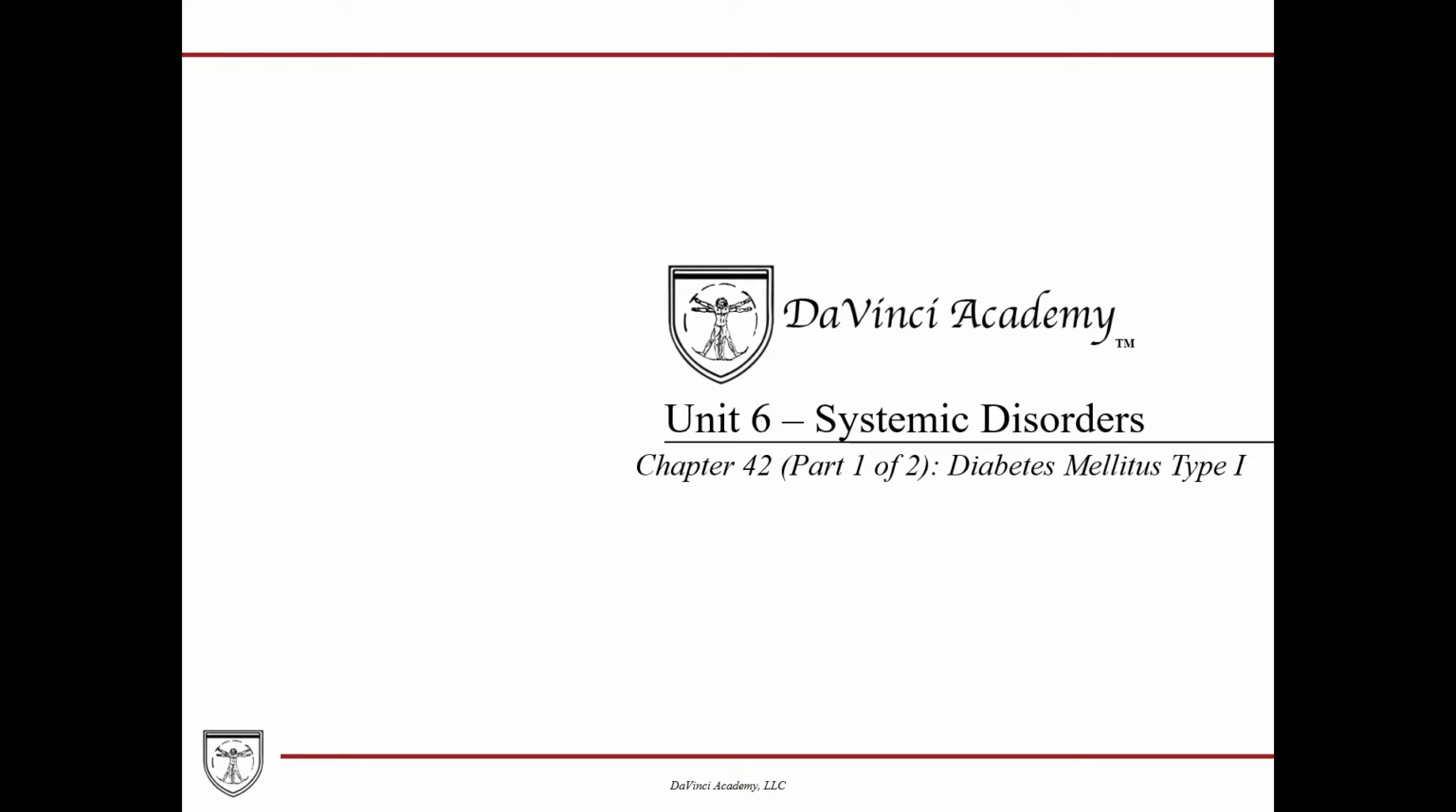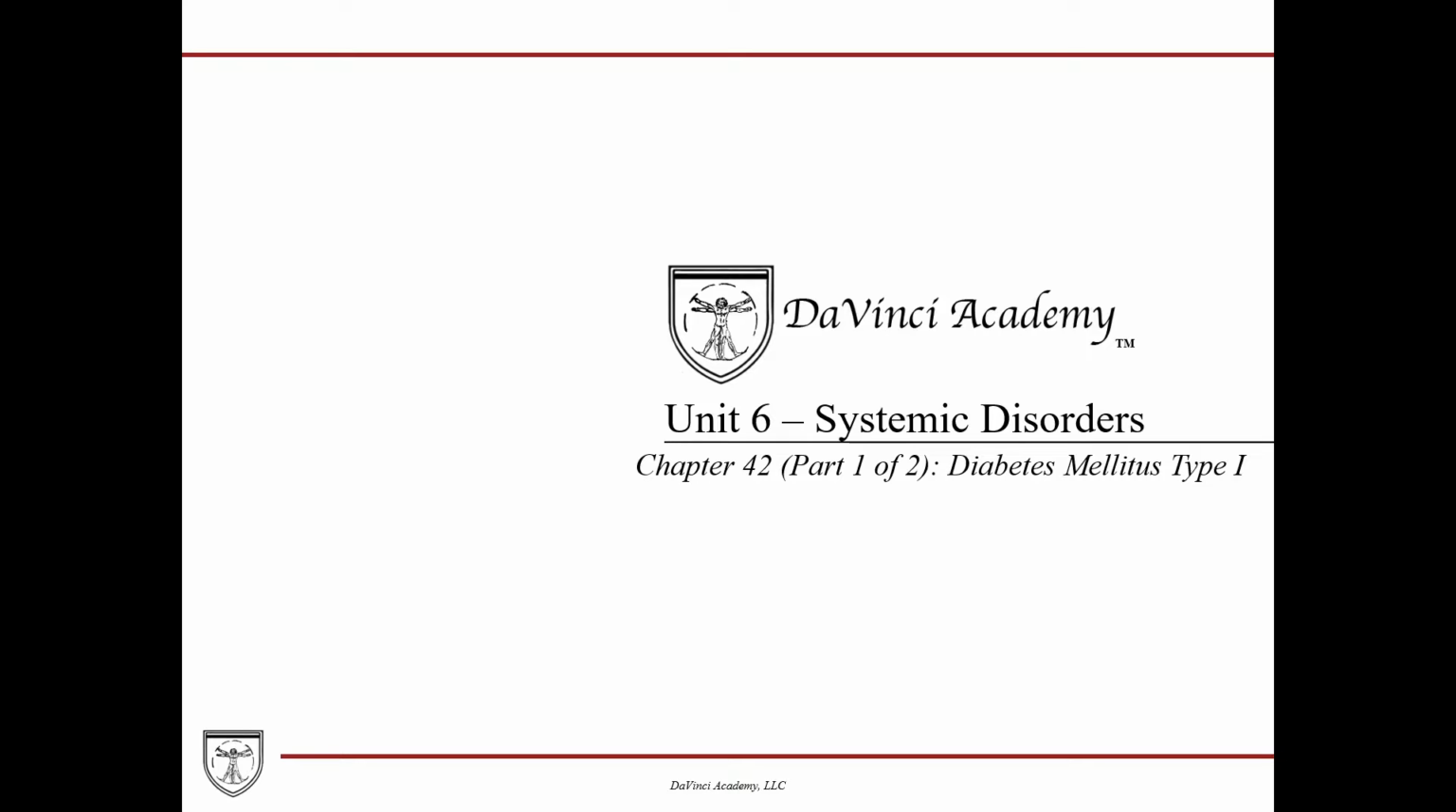All right, so this is the first of two lectures for Chapter 42 in your book, the Diabetes chapter of Unit 6, Systemic Disorders. And in these two lectures, we're going to cover the biochemical aspects of diabetes, which is very prevalent in the United States. It's a huge public health problem in the US due to its many complications.